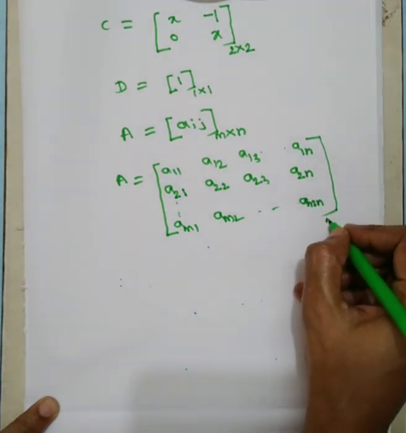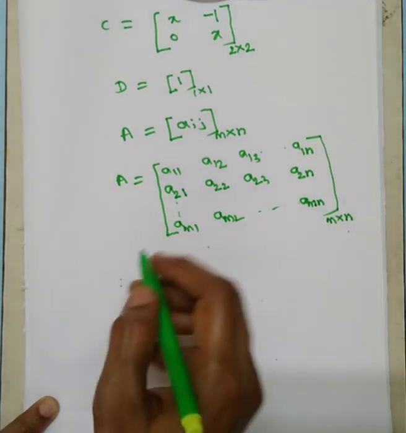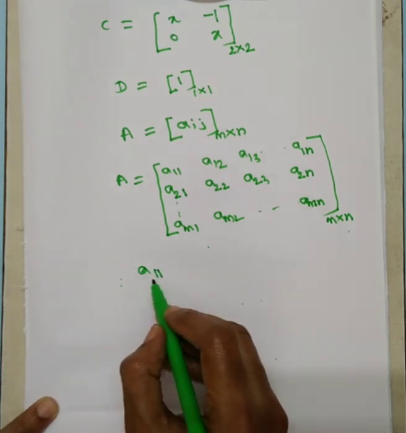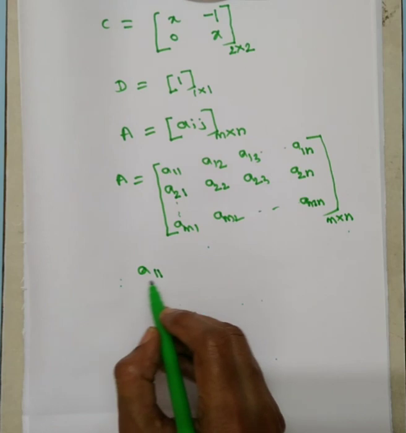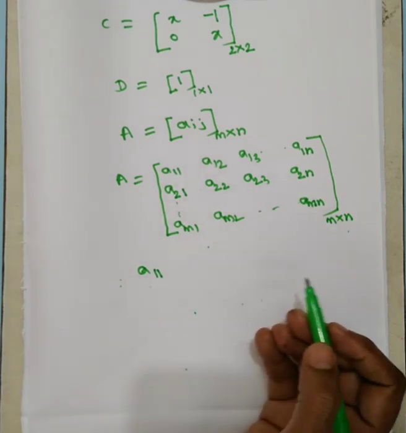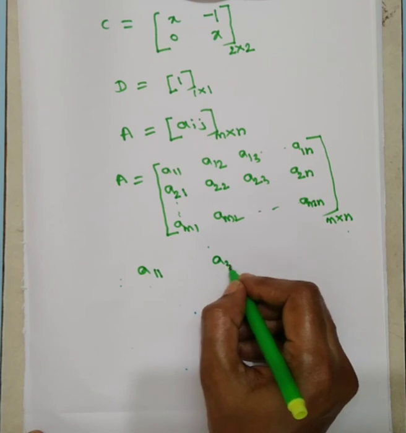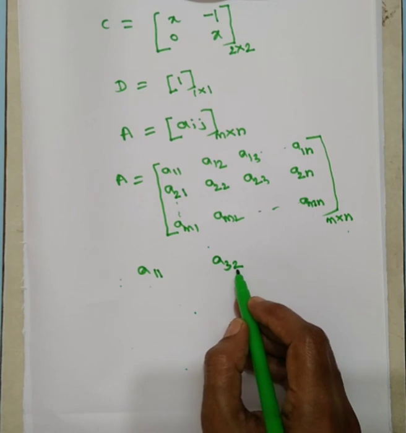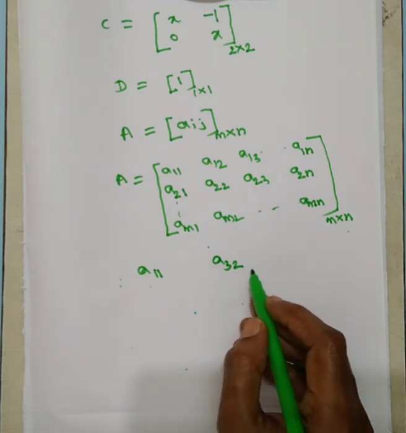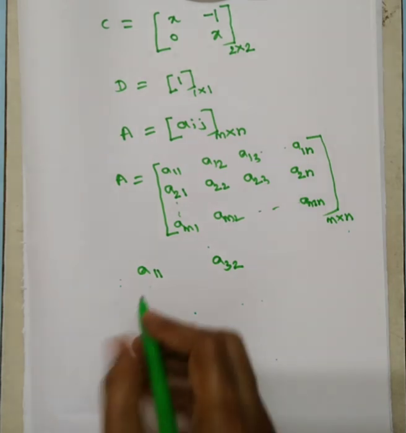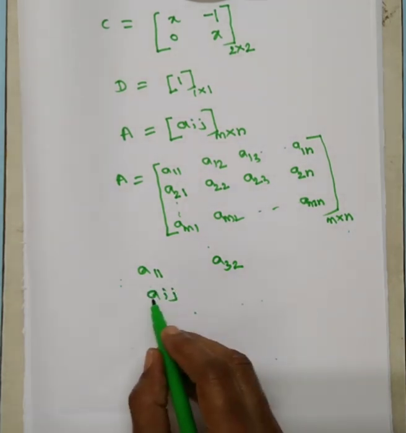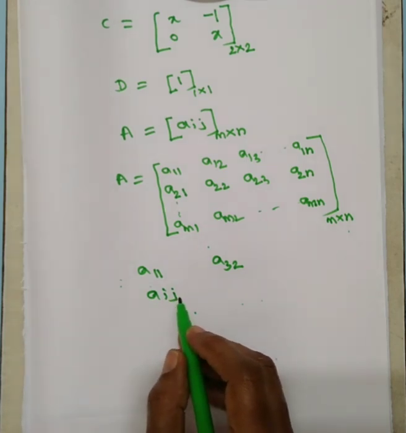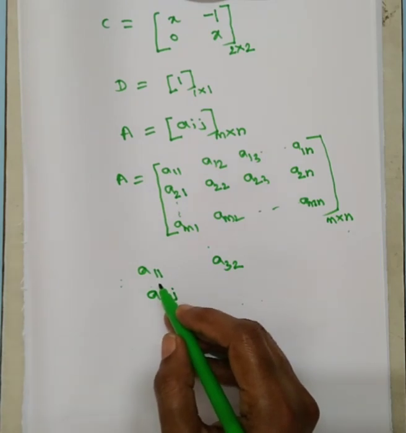So the order of this matrix is m by n. Now what does this suffix show? If I write A11, then A11 is the element lying in the first row and first column. Suppose I write A32, this is the element lying in the third row and second column. Understood? Now if I write Aij, then this is the element lying in the ith row and jth column. So please remember what the order of the matrix is and what this suffix means.